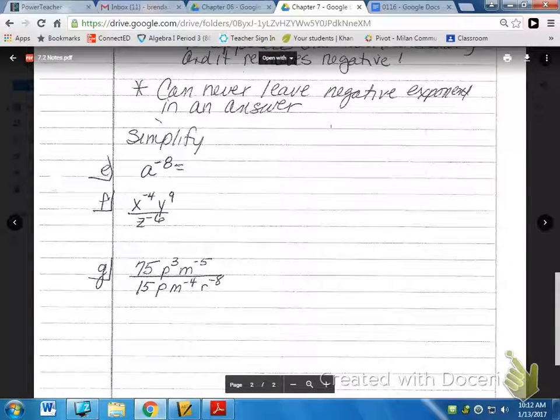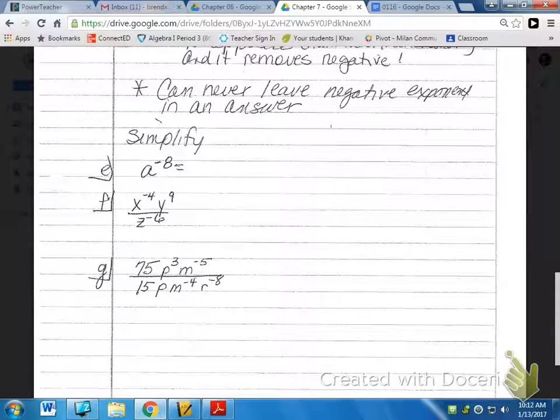Our job is to simplify it in every way. Don't leave common factors top to bottom. Don't leave negative exponents in your answer. So example E, it's just a to the negative eighth. If you came up with an answer like that, you could not leave that. What do you think you would have to write? Megan?